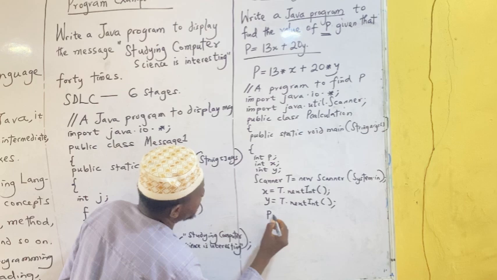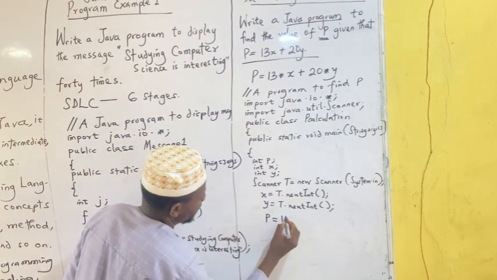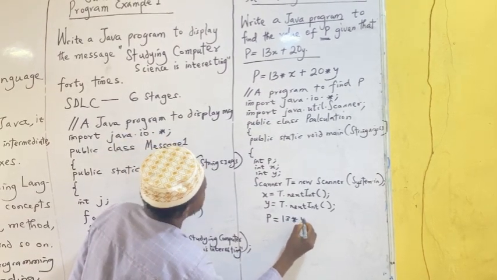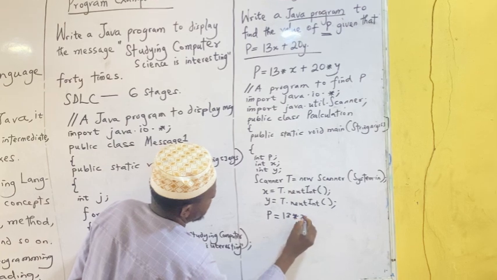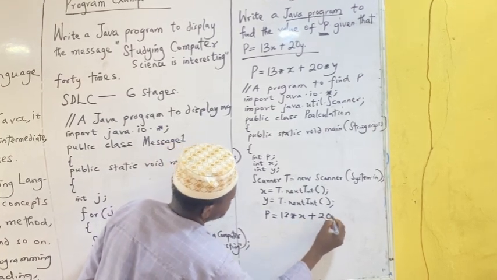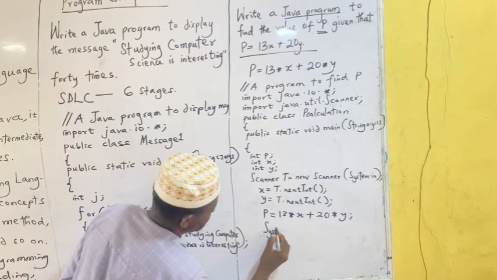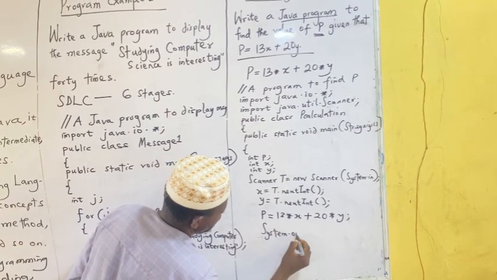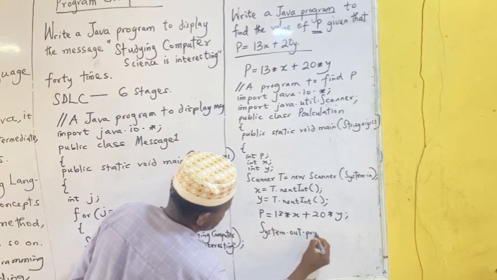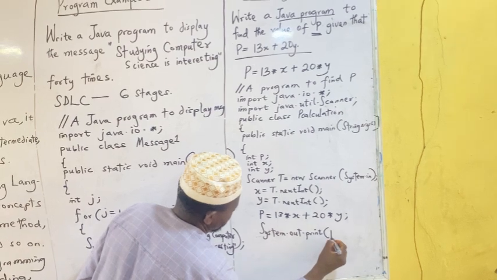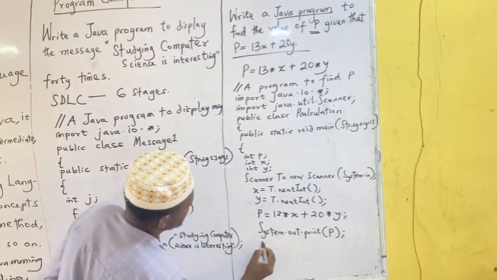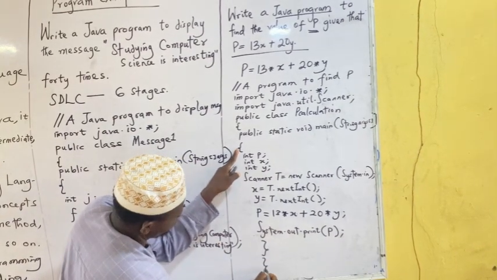Having supplied value of X and Y, I can easily compute my P. I can now have P is equal to, go to that expression, 30 asterisk X plus 20 asterisk Y. And I can easily print System.out.print. I'm printing only P. I may not use println here. And then closing brace for the method, closing brace for this.